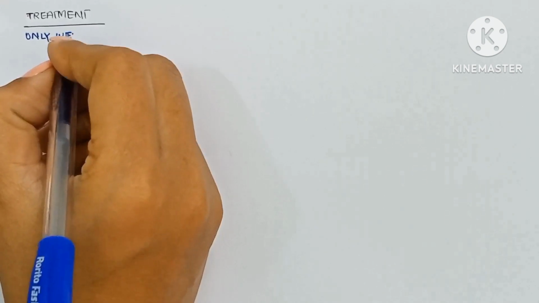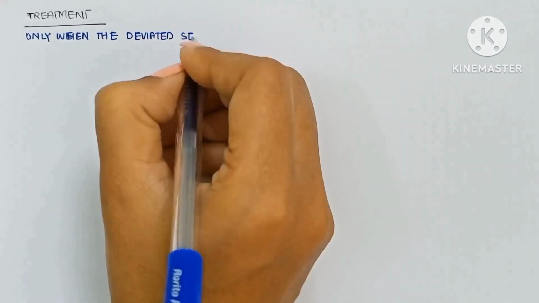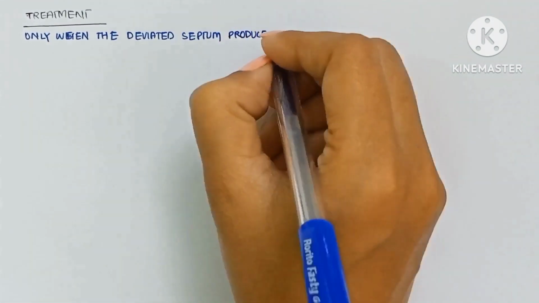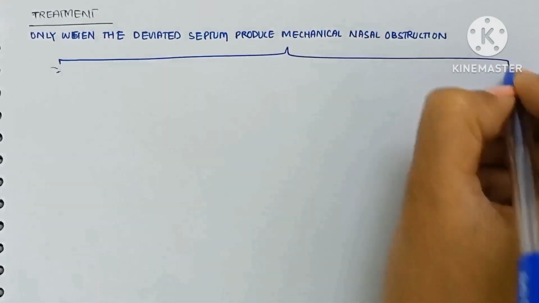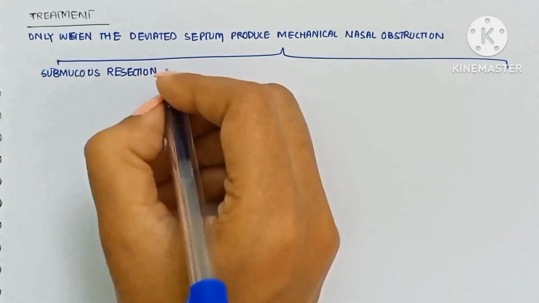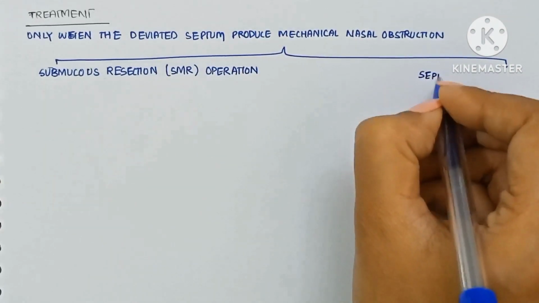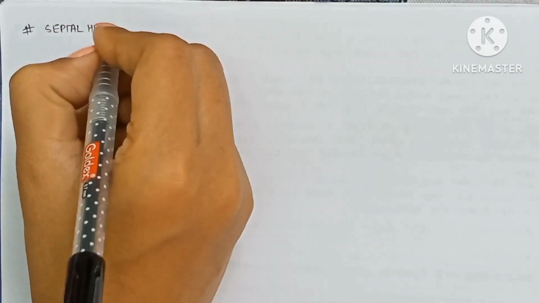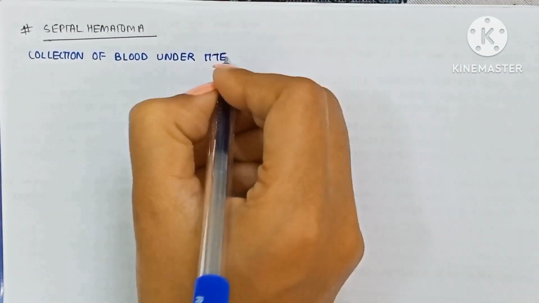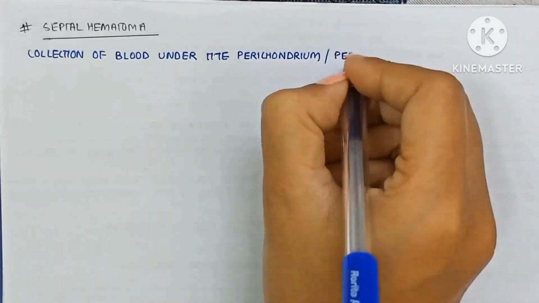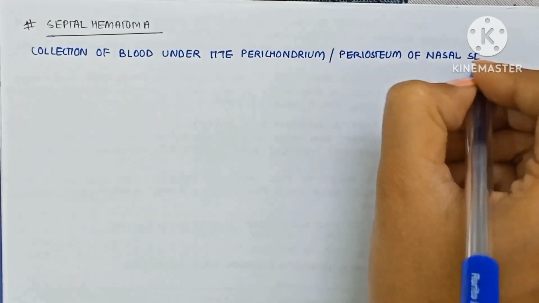Now the treatment of the DNS. Treatment is done only when the deviated septum produces mechanical nasal obstruction. It is done by two methods, the submucosal resection (SMR) operation or septoplasty. Septal hematoma is a collection of blood under the perichondrium or the periosteum of the nasal septum.